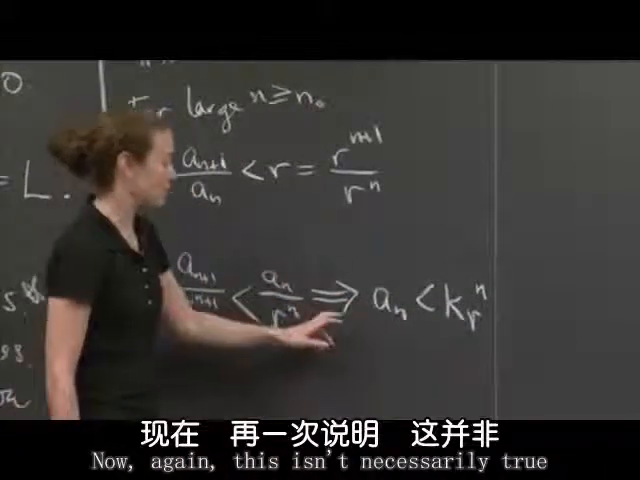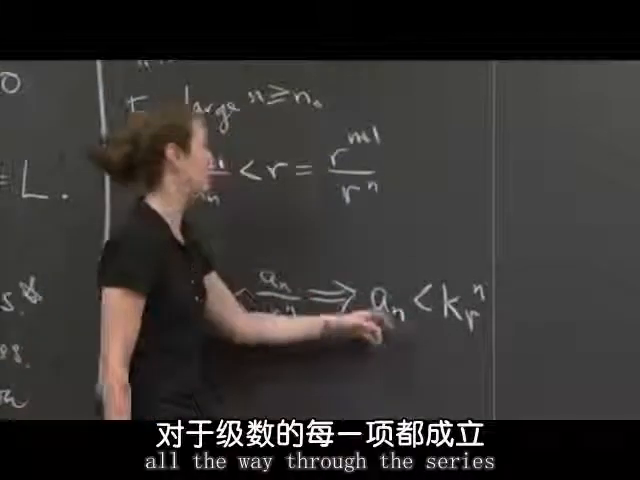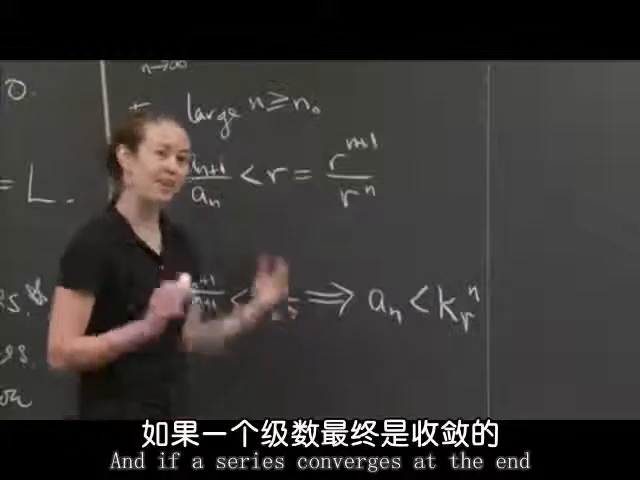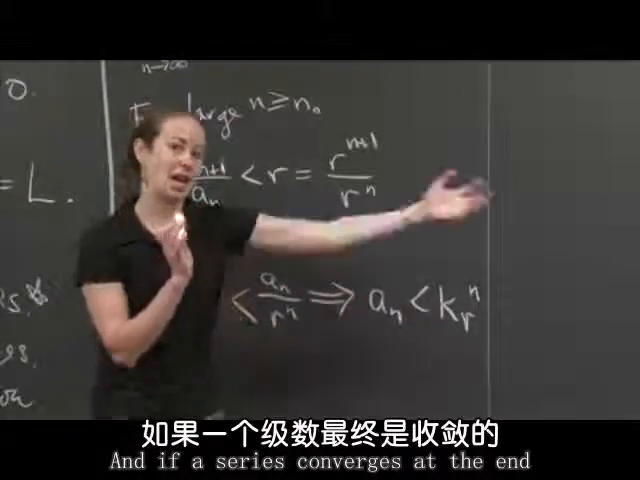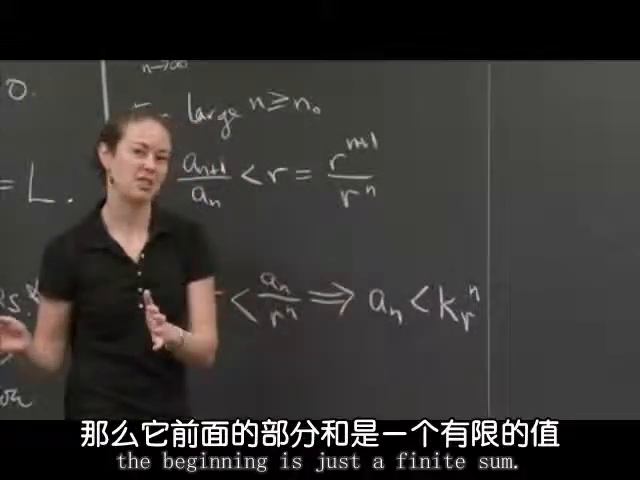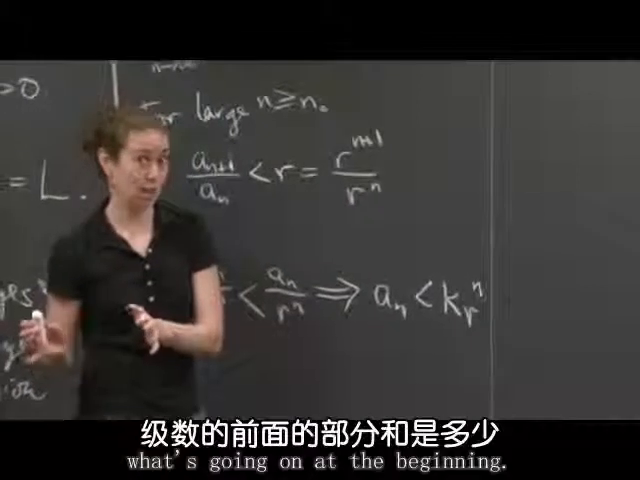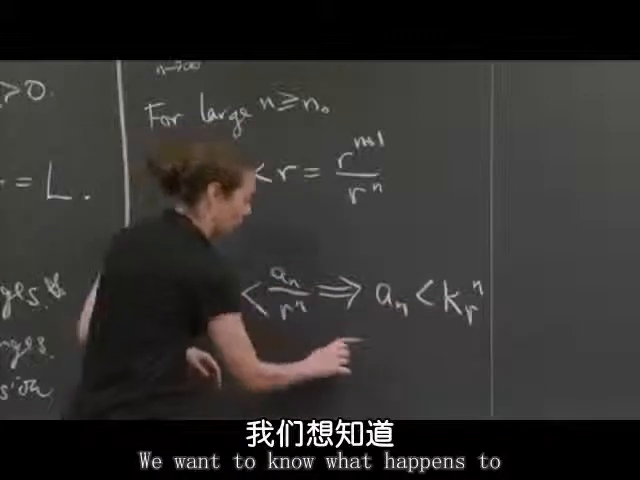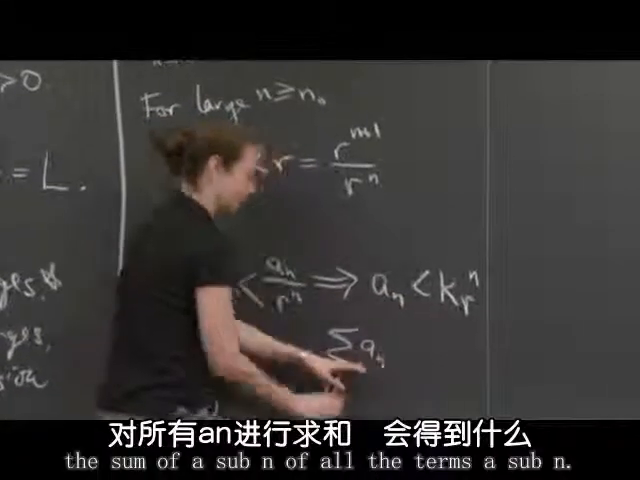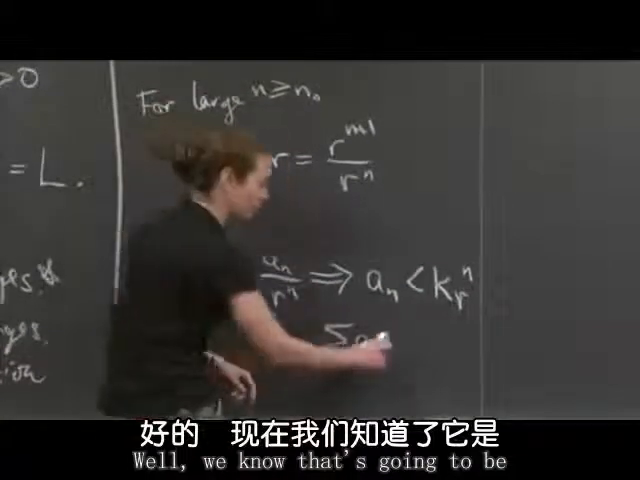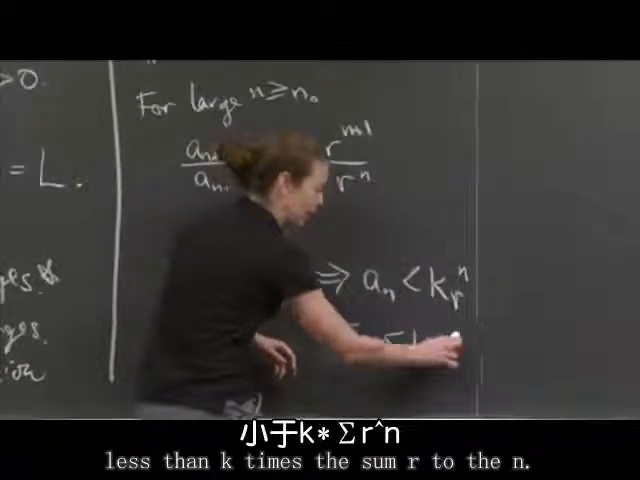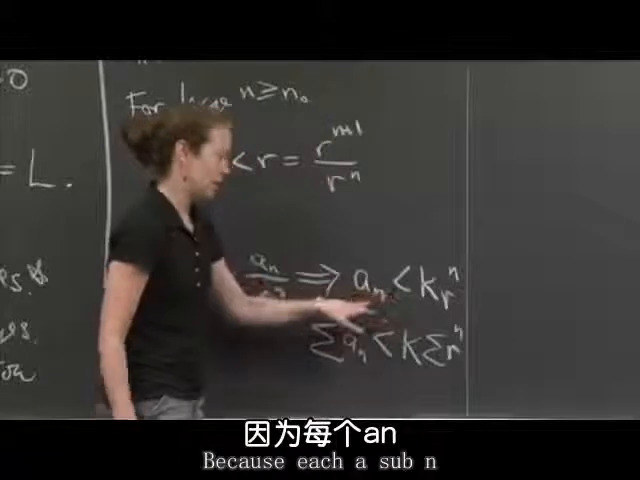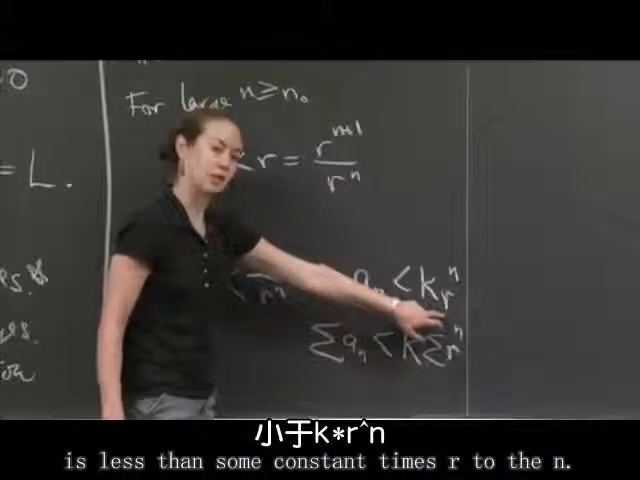Now again, this isn't necessarily true all the way through the series, but it's true when you're far enough out, after this n naught. And if a series converges at the end, the beginning is just a finite sum, so we don't have to worry about what's going on at the beginning. So again, we want to know what happens to the sum of all the terms a sub n. Well, we know that's going to be less than k times the sum of r to the n, because each a sub n is less than some constant times r to the n.